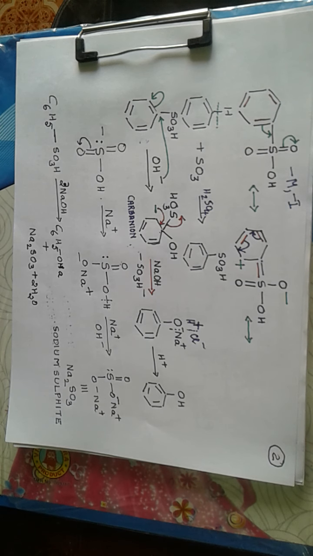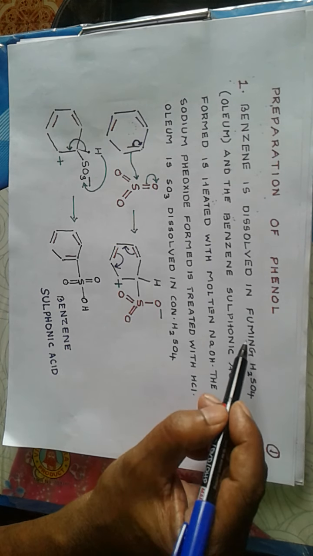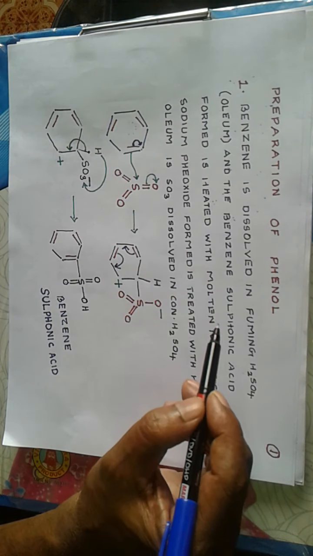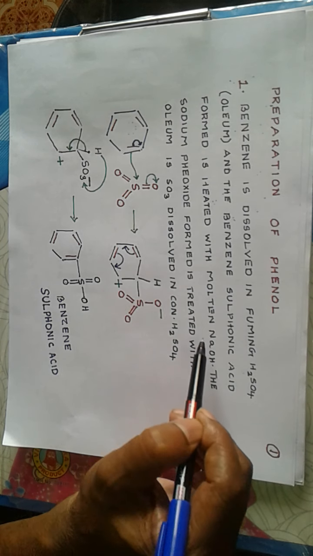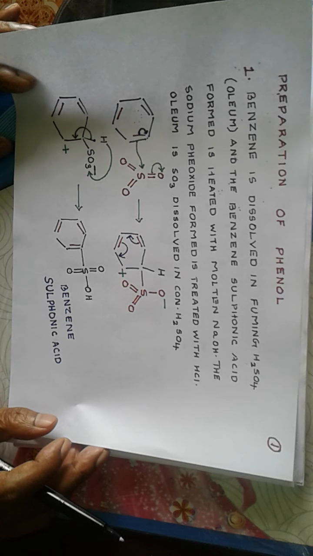Now the method is, first of all, treating benzene with fuming sulfuric acid, and the benzene sulfonic acid formed is heated with the molten sodium hydroxide. So extreme conditions are needed here: molten sodium hydroxide and fuming sulfuric acid. So this is also a method of manufacture of phenol.